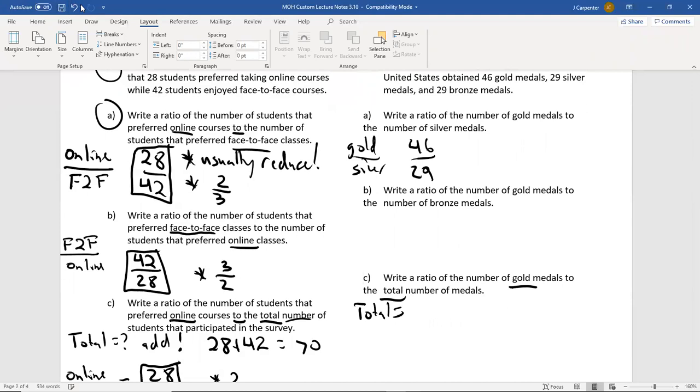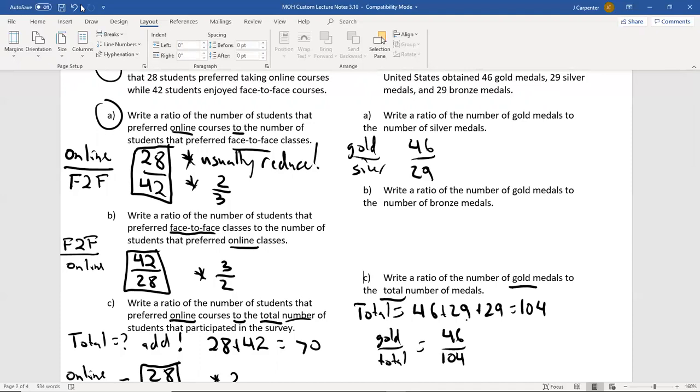Which is the sum of all 3, 46 plus the 29. So that was gold, silver, and then bronze was another 29. Let's see, 6 and 9 is 15. Plus 9 is 24. 4 plus 2 plus 2 plus 2, that's 6, 8, 10. So it's 104 total. So doing gold, which was the 46, over the total of 104.